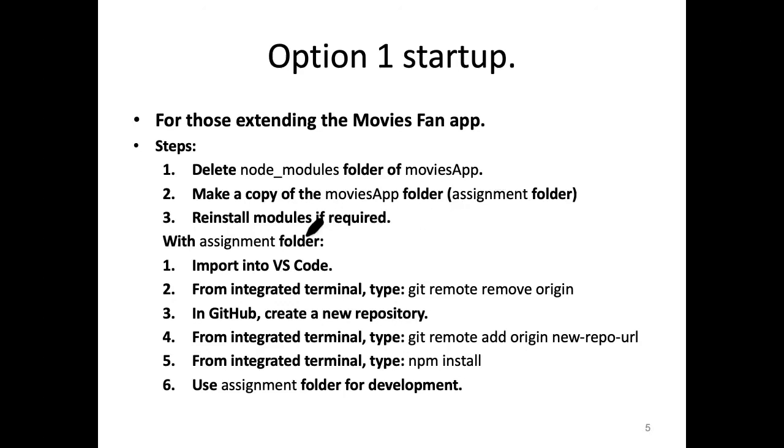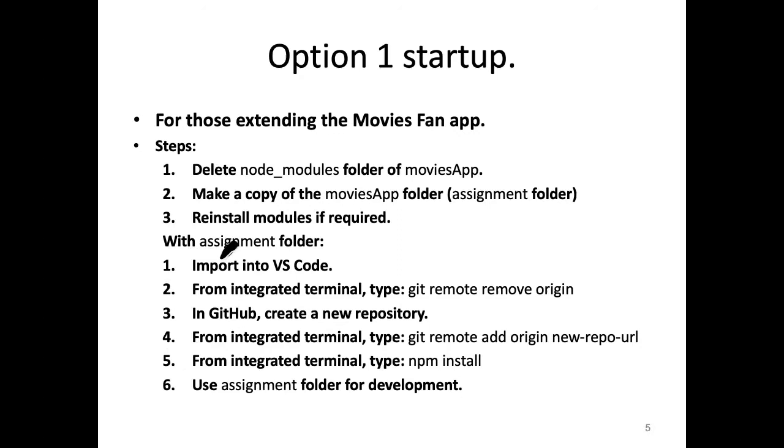Then in the assignment folder, by the way, if you want to reinstall the node modules in your Movies app folder, you can do that. But concentrating on the assignment folder now, this is what you need to do. Effectively, what we want to do down here is link the local Git repository with a different GitHub repo. That's what I'm doing here.